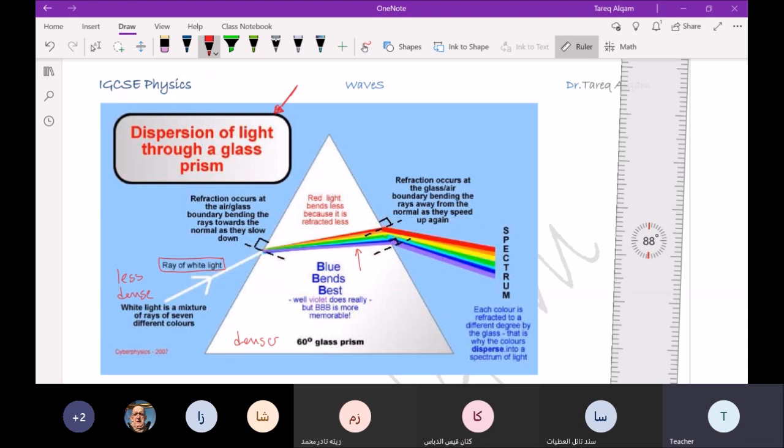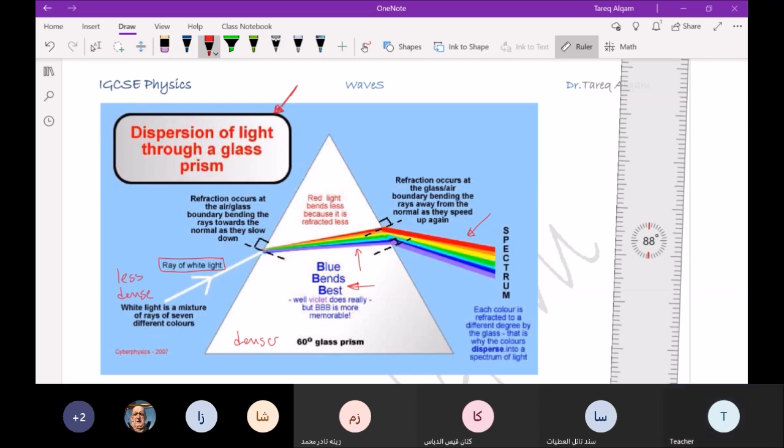Okay, guys. Now, so all the colors, like what did you see here? All the colors are bending towards what? The normal. Are bending towards the normal. Here in this region, okay, the light rays or the light colors are bending away from the normal, right? Are bending away from the normal. The point here: the blue bends best, or the violet bends best.